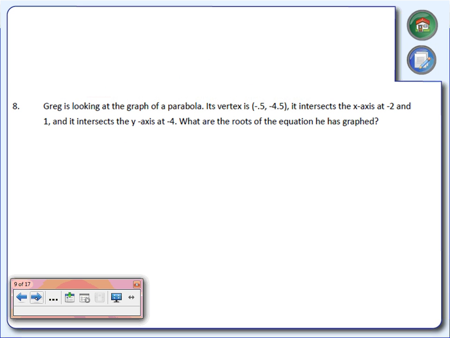Okay, going on. Number 8. Greg is looking at the graph of a problem. His vertex is at (-0.5, -4.5). It intersects the x-axis at -2 and at 1. It also intersects the y-axis at -4. What are the roots to this quadratic?